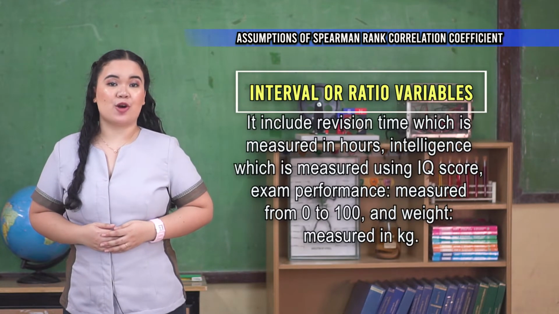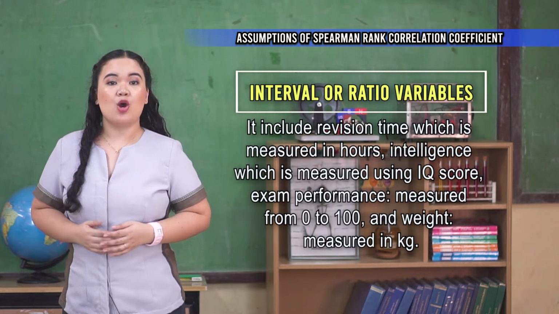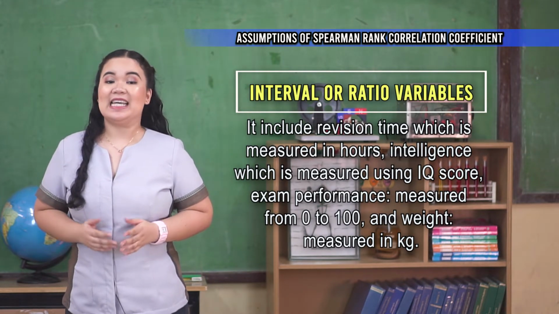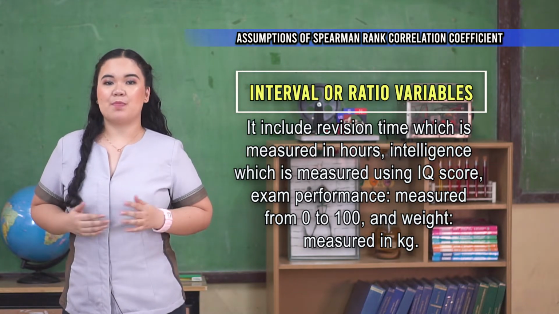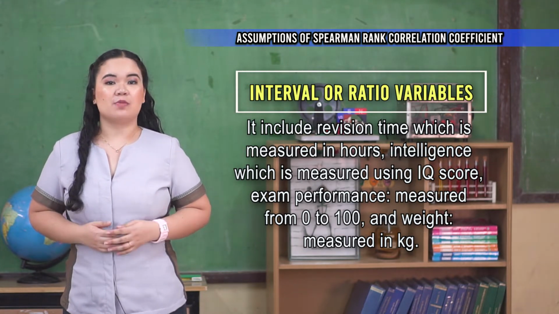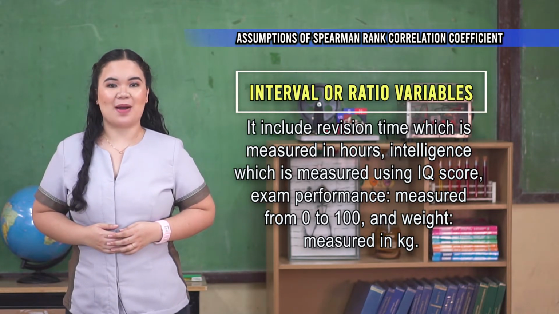While examples of interval or ratio variables include revision time, which is measured in hours, intelligence, which is measured using IQ score, exam performance, measured from 0 to 100, and weight, measured in kilograms.